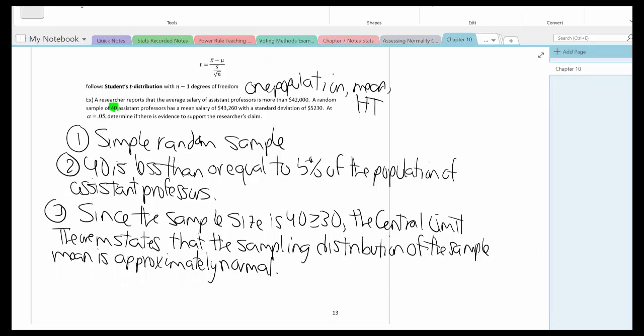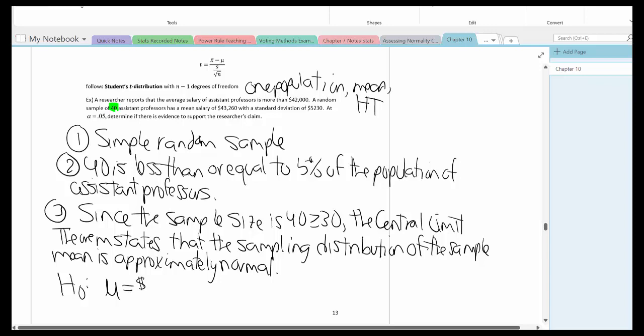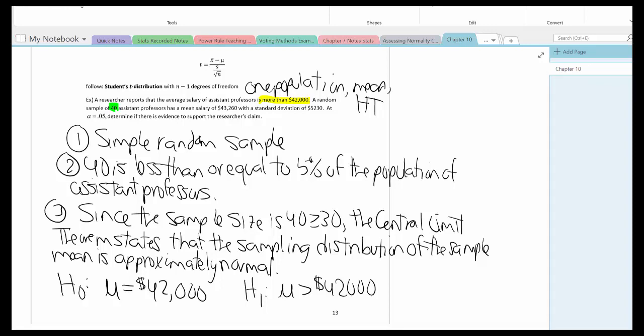Okay, so now that the requirements have been met, let's write out the null and alternative hypotheses. Well, the null would be the population mean is equal to $42,000. Let's look for keywords. We're talking about more than 42,000. So the alternative hypothesis would be the population mean is greater than $42,000. Again, don't forget your units of measurement. Okay, so now let's put this into the calculator.